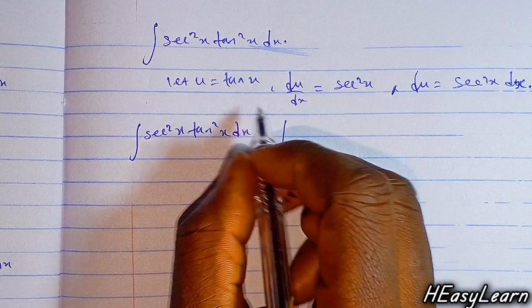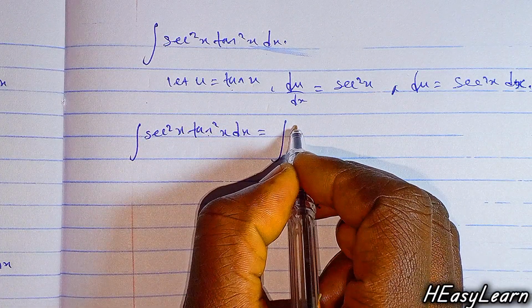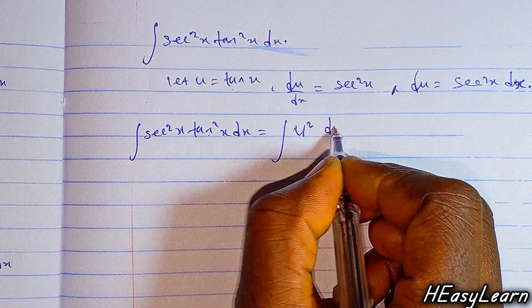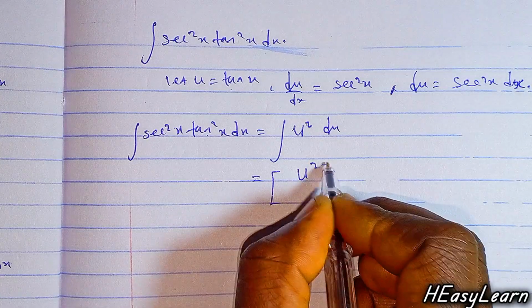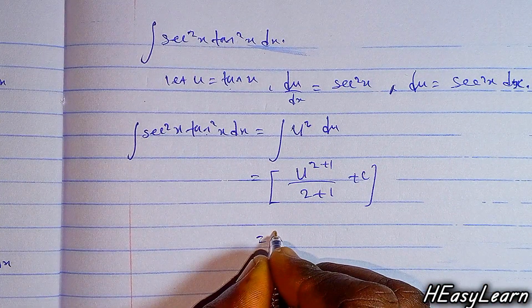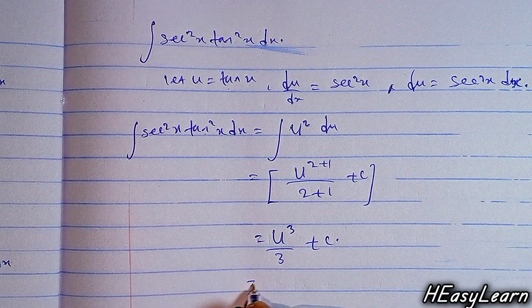So to integrate sec square x tan square x dx, what is u? u is tan x. In this case, this is going to be u square, and sec square x dx is now du. What is this integration? Using direct integral, add 1 to the power over the new power, plus constant of integration. This is the same thing as u to the power of 3 divided by 3 plus constant of integration.